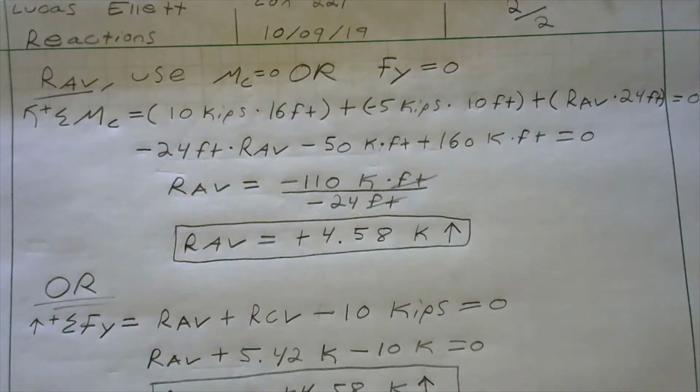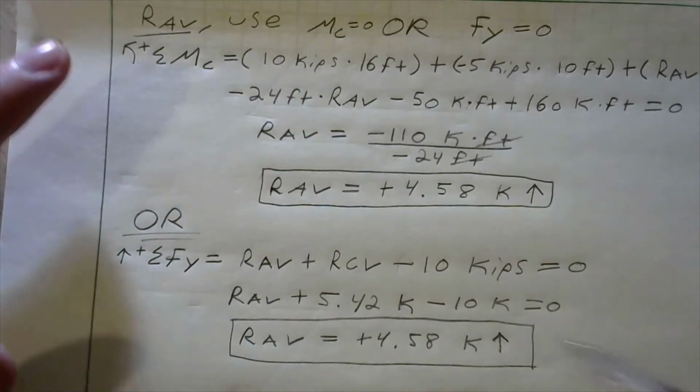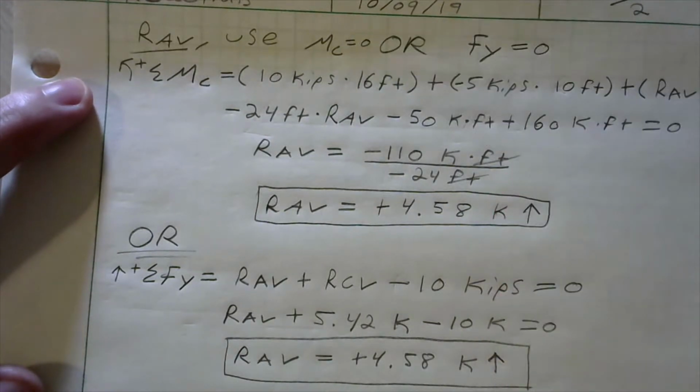And I prefer to use moment because 1, you get more practice with moment, and 2, you'll check yourself, so you'll make sure that you get the right answer. But I'll solve both for you guys. Either Fy equals 0 or the moment about C equals 0 to find RAV. And either way you do it, again, you'll get the right answer. So I'm going to start with the moment about C.